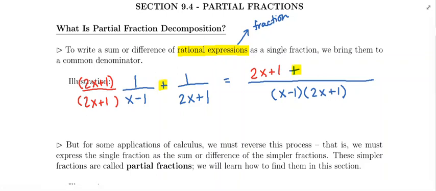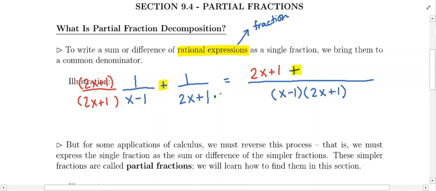Then we adjust the numerator of the other term. 1 over 2x plus 1 does not have the correct denominator. We need to multiply the bottom by x minus 1, because we already have the 2x plus 1. If we multiply the bottom by this, we have to multiply the top by x minus 1, because x minus 1 over x minus 1 is 1. You're not changing the original term. Multiply across the bottom to get the correct denominator, and across the top to get the new numerator, which is x minus 1.